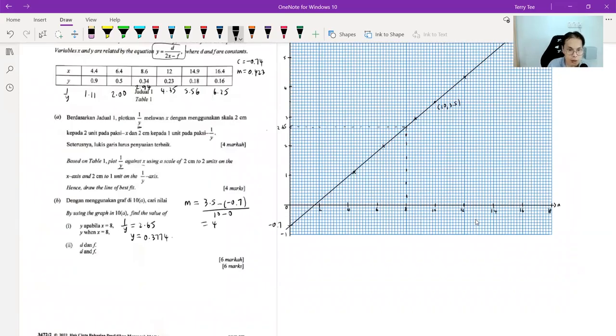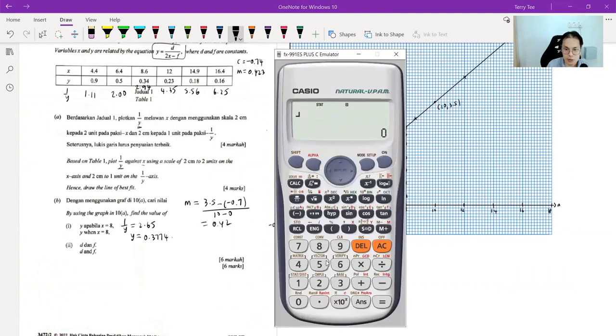This is 4.2 divide by 10, 0.42. You can't do it mentally, just use your calculator. So look at this, 3.5 minus, maybe I just change the mode back to this, right? Easier to see. 3.5 minus -0.7 divide by 10 minus 0. 10 minus 0 is just 10. Can you see it is 0.42, which is correct. The actual answer is 0.423. I get 0.42. That's fantastic. Very, very close already.